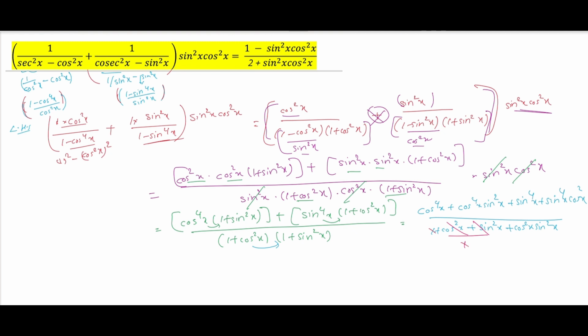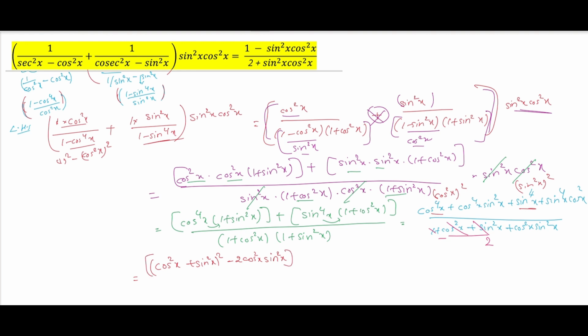And again, 1 plus 1 is 2. So, in this entire place, we'll have 2 plus cos square x sin square x in the denominator. So, here we have cos power 4x, which can be written as cos square x whole square. And this sin power 4x can be written as sin square x whole square. That is like a square plus b square. A square plus b square is nothing but a plus b whole square minus 2ab. So we'll write it as cos square x plus sin square x whole square minus 2ab, means minus 2 cos square x sin square x.